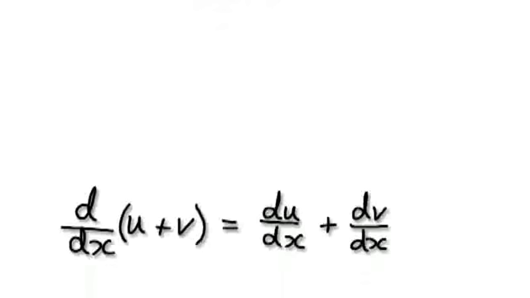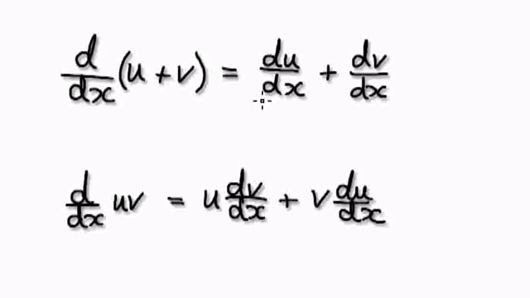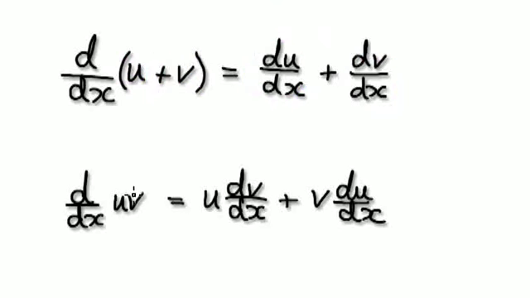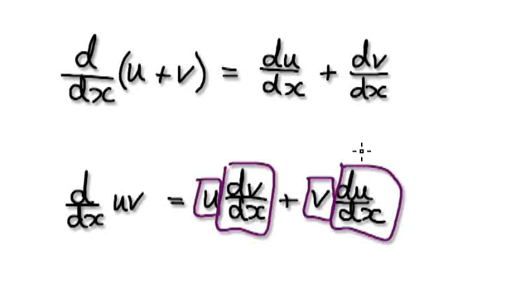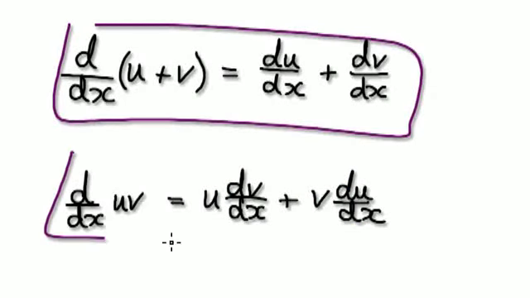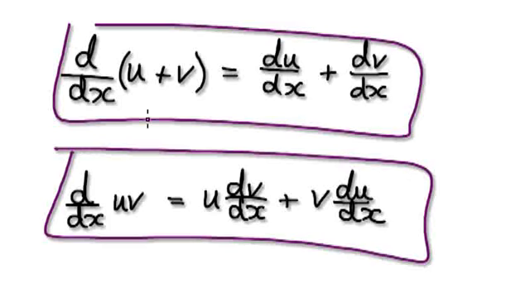Up until this video, we've seen that if you want to differentiate the sum of two parts, you would just differentiate u and then differentiate v and then add the two together. But when it comes to the product, it's so much more complicated. You've got to keep u the same, differentiate the v, and then keep v the same, and then differentiate the u.